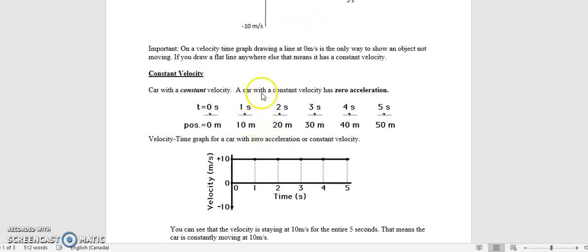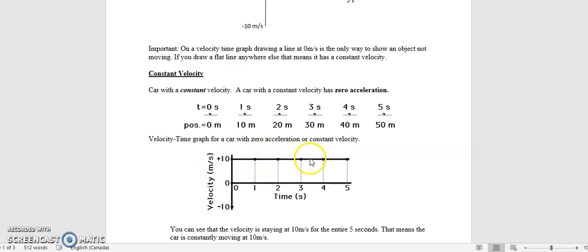So a car with a constant velocity has zero acceleration. They're just traveling at a constant velocity. So in this example, we are traveling at 10 meters per second, and that does not change. So that's how we would get a flat line on a velocity time graph, because we're traveling at 10 meters per second for 1 second, and still again for 2 seconds, 3 seconds, 4 seconds, 5 seconds. That's the same as on this little diagram here. We can see our position is increasing by 10 meters every second, so our velocity is 10 meters per second.